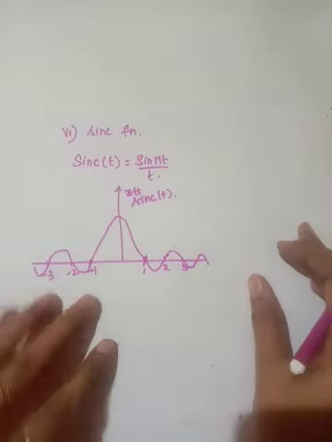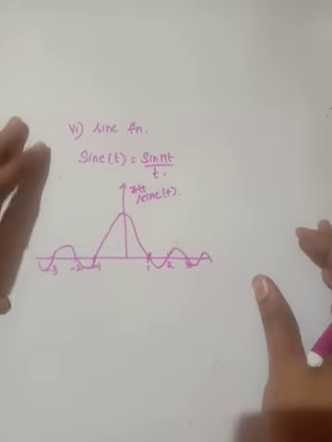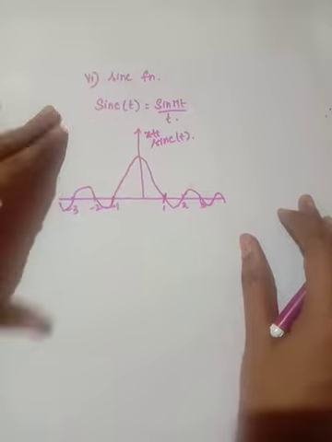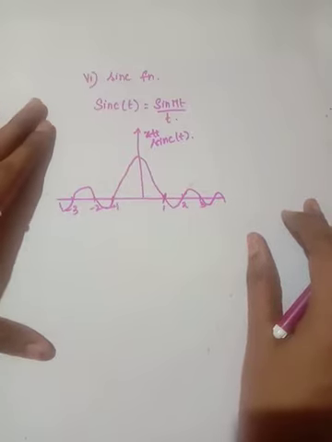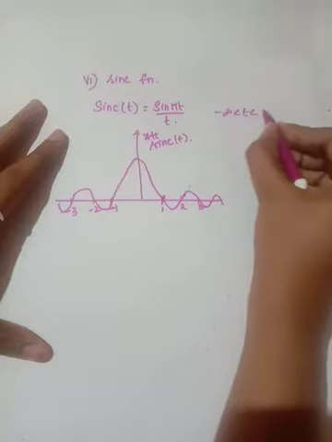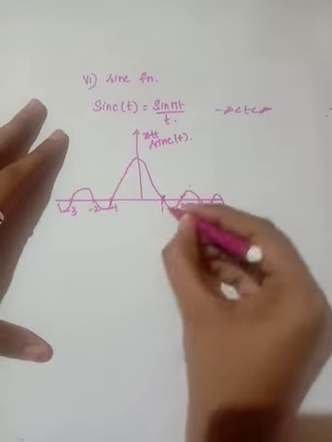Okay, the next function is a sinc function. Here this is the mathematical expression for the sinc function. Sinc function is equal to sine pi t by pi t. So this extends from minus infinity to infinity. Now we will substitute different values.